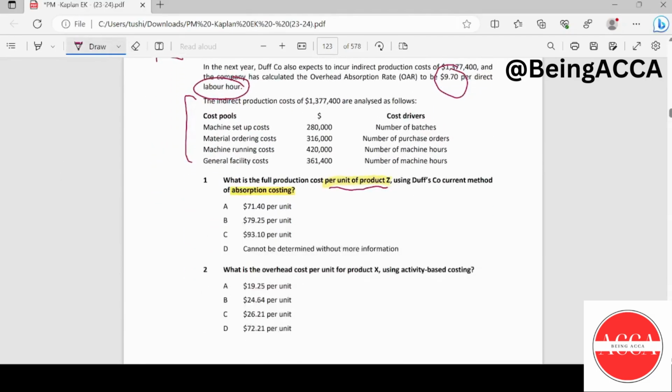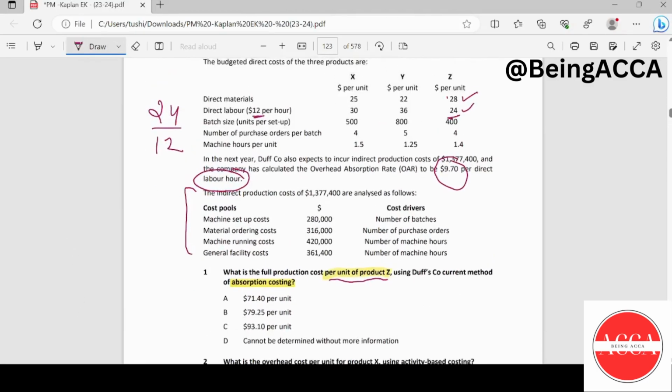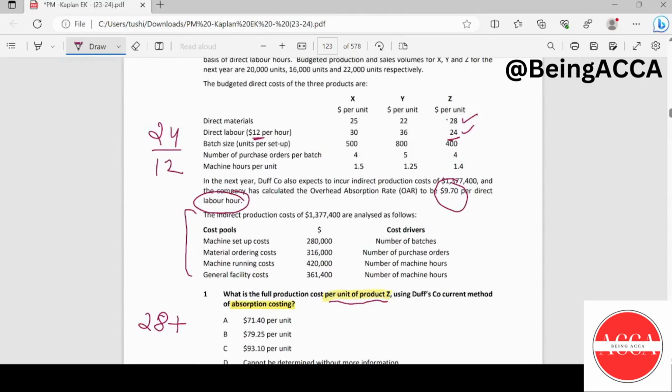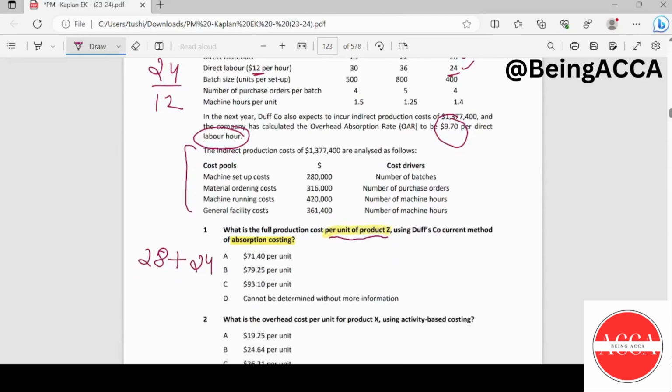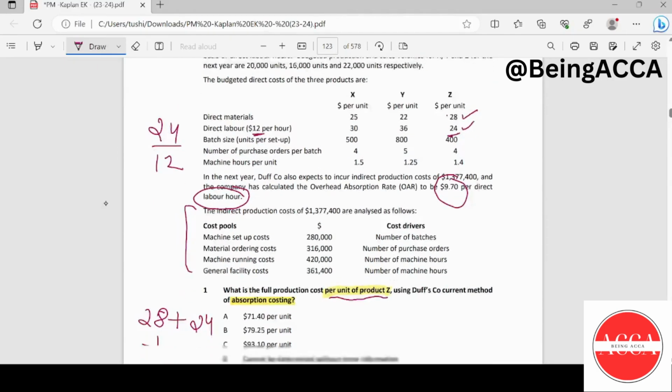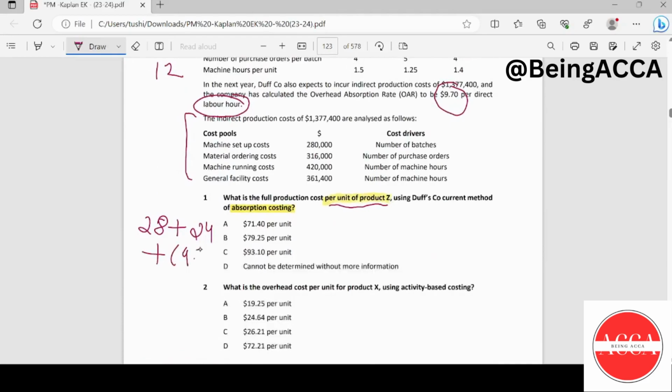So when we have to find out the total full production cost for product Z, we have our direct materials over here at 28. So we will add 28 plus we have our direct labor at 24, and then finally my overhead absorption rate is 9.7 per direct labor hour. So this gives me 9.7 multiplied by 2, which on a calculator is 19.4. Plus 28 plus 24 gives me 71.4 per unit, which gives my answer as A.